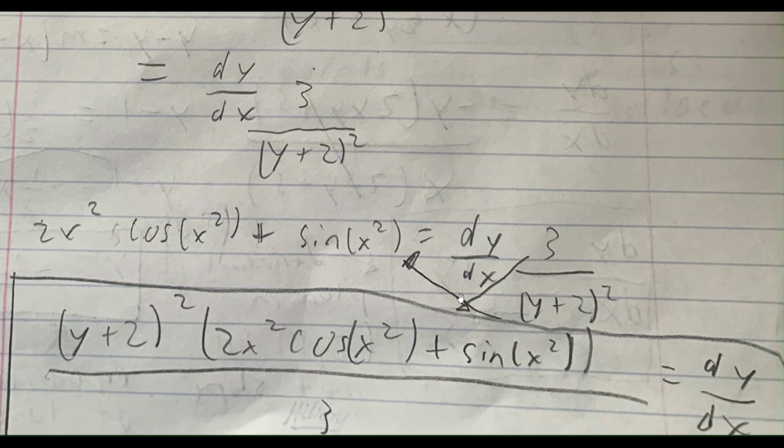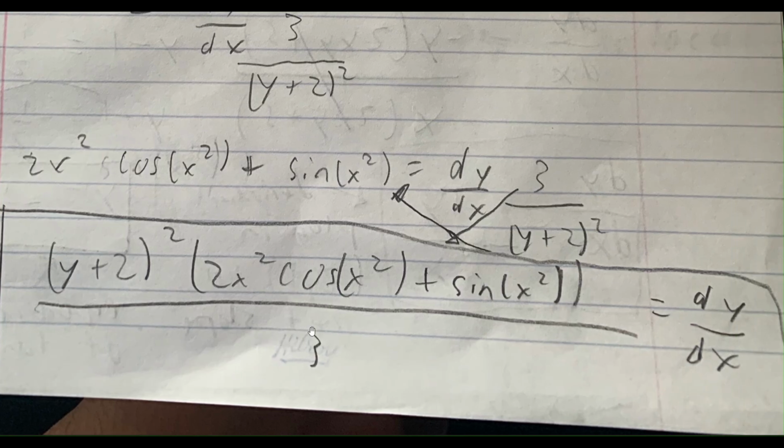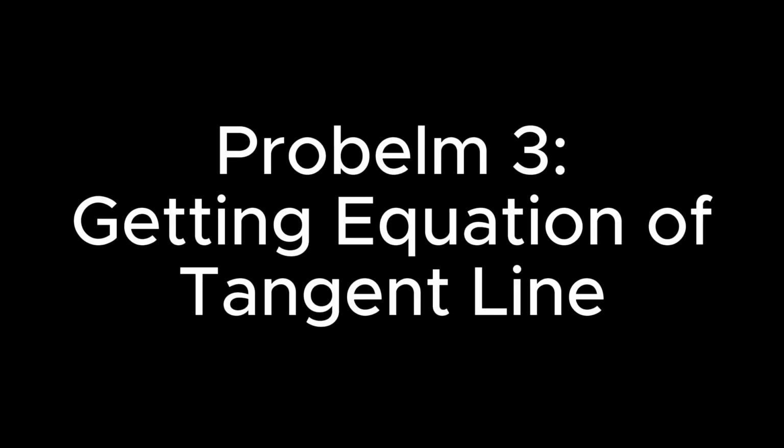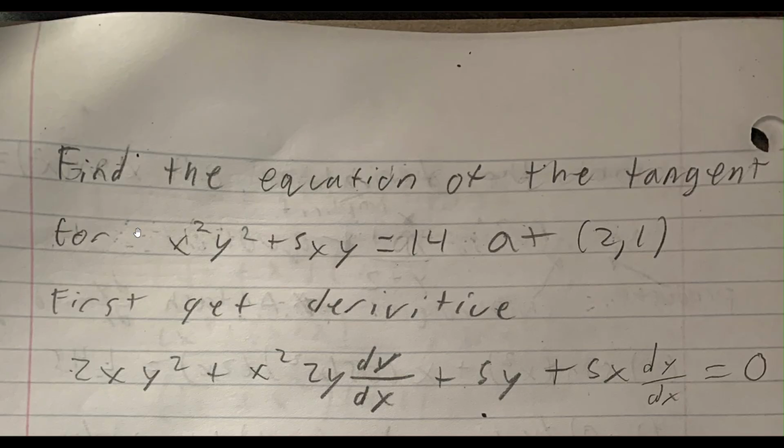Then we have this full derivative. And then we can solve for dy over dx. We bring the 3 down and divide everything on this side, and then we multiply both sides by y plus 2 squared, which then gives us this final derivative, which is now our dy over dx, or the derivative of this function right here.